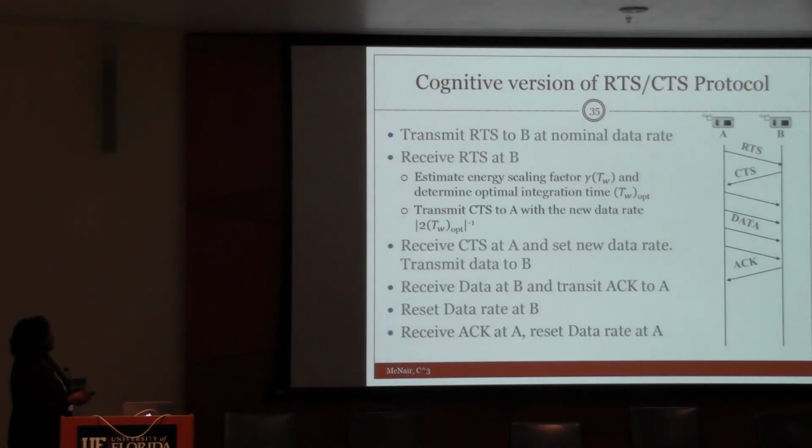So once this scaling factor is determined, B can determine the optimal integration time for that channel and return the CTS with the new data rate. And now the CTS at A can set a new data rate based on the information from B, and they can transmit at this, I won't say optimal data rate, but more beneficial data rate for this one communication at this one time. Then after the communication is over, you can reset the data rate and go back to the nominal standard.